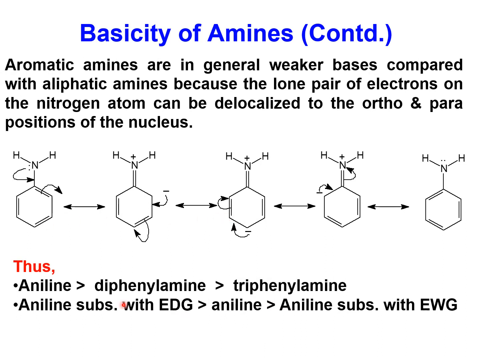This is the resonance, and this is what we have mentioned. The more you add of the benzene rings, the less is the basicity of these compounds. If you add an electron donating group to the benzene, you are improving the basicity, while if you add electron withdrawing groups, you are actually reducing the basicity of these compounds.